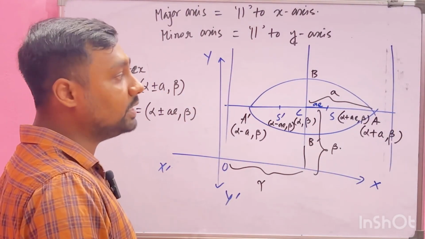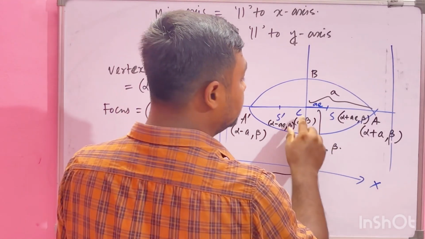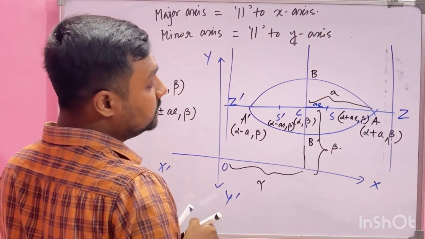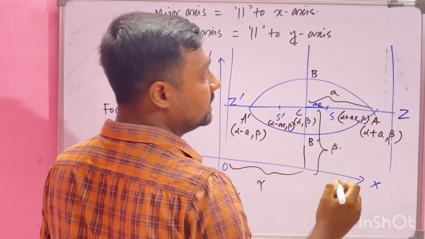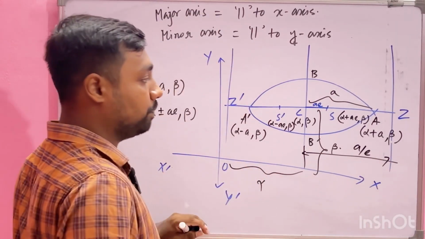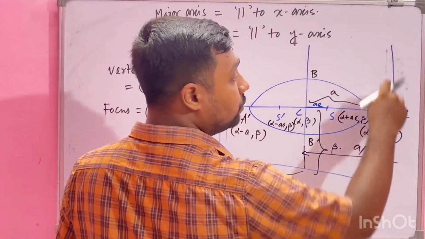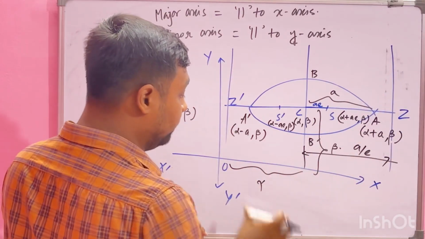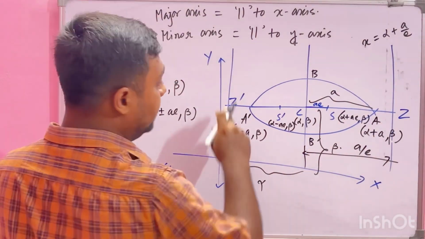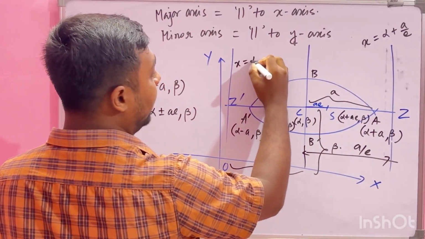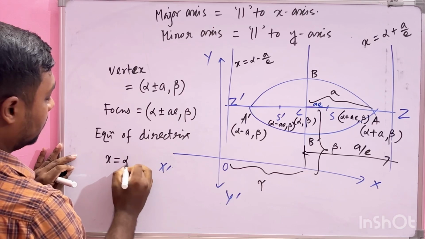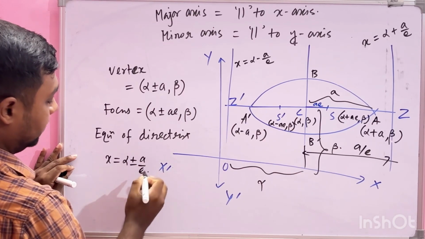Let's come to the directrix. So what will be the directrix? So we know that if this point is Z and this is Z dash, the distance of C and Z is a by e, so this distance is a by e. Now, what will be the equation of this directrix? This will be x equal to alpha plus a by e. Equation of this directrix will be x equal to alpha minus a by e. Directrix is x equal to alpha plus minus a by e.